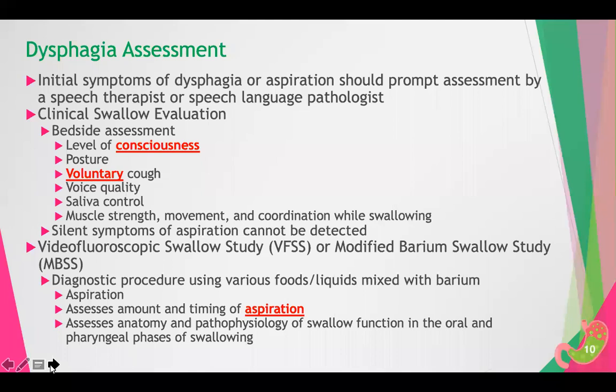But there's one assessment called the clinical swallow evaluation, and this is a bedside assessment. What they do is they assess the level of consciousness of the patient, they evaluate their posture, they have them do a voluntary cough, they look at voice quality, because some individuals who have dysphagia, if they aspirate, can have a very wet voice quality. Saliva control, they'll also look at muscle strength, movement, and coordination while swallowing. So they'll do the examination and they'll have them swallow saliva, foods, and liquids.